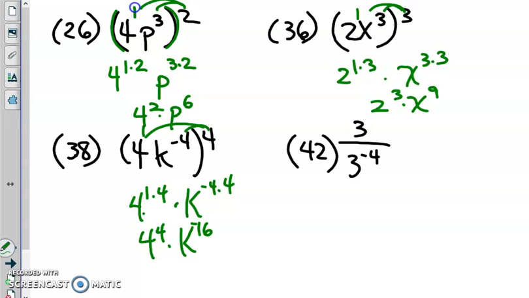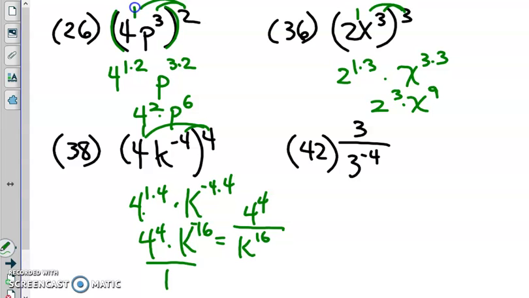Because we have a negative exponent, the 4 to the 4 stays in the numerator. This would all be over 1. But the k would actually move to the denominator to change the exponent from a negative to a positive.